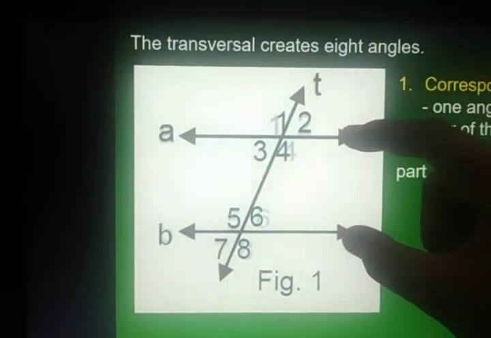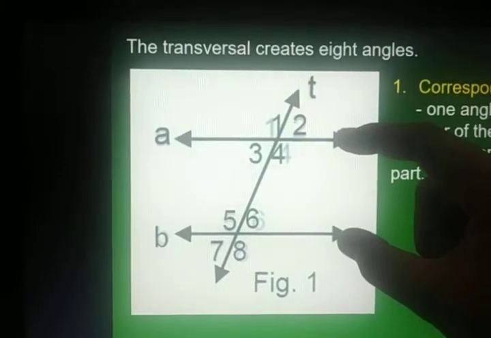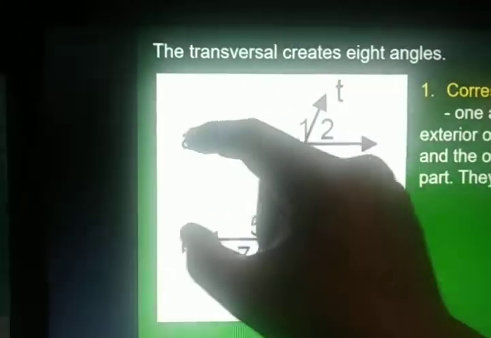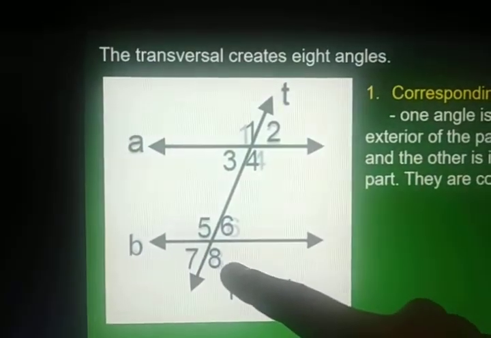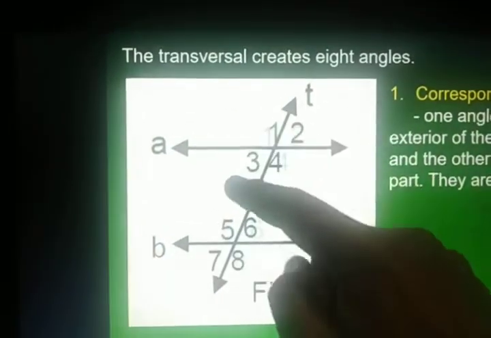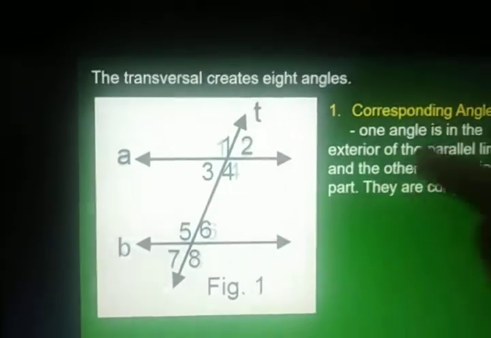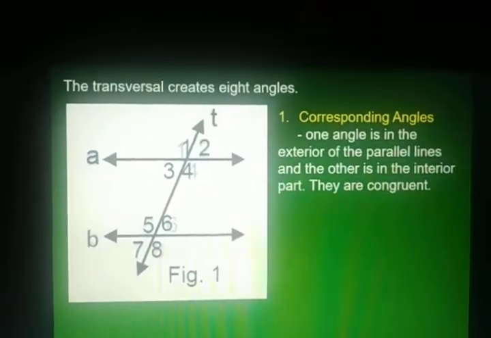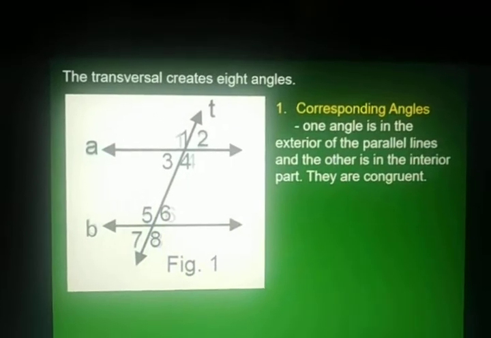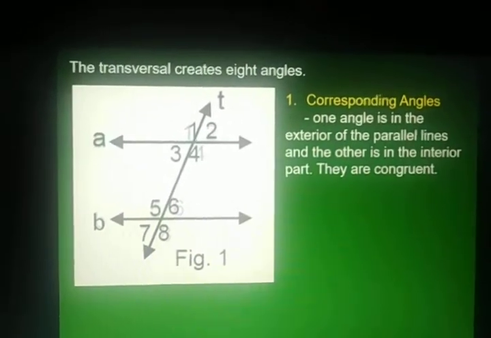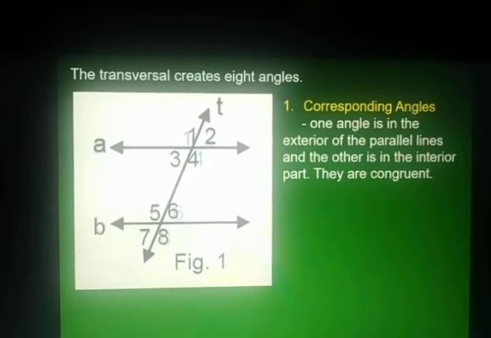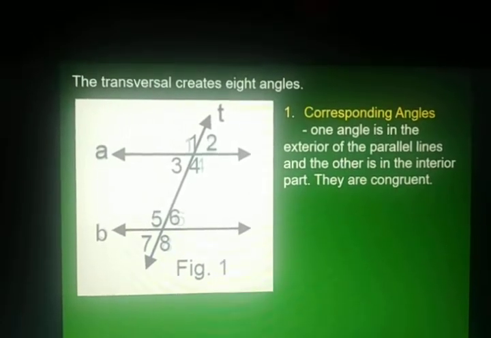Those outside the parallel lines are considered exterior angles. So, the interior ones are just those inside. Okay, the exterior angles are angles 1, 2, 7, and 8. Inside the parallel lines are 3, 4, 5, and 6. And so, in corresponding angles, in each pair, there is one exterior and one interior. And they are paired because of their positions in relation to the parallel lines.